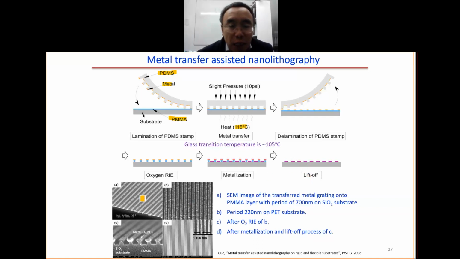And this one is after the transfer of the metal mask. And this one is after etching into the PMA. This one is after the lift off. This is the final step here.